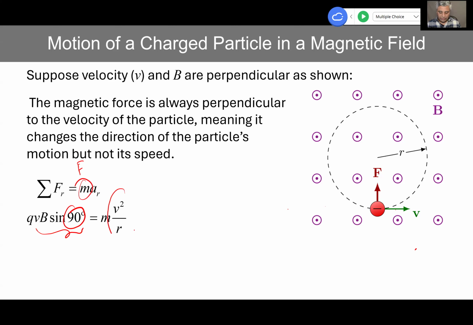Mass times... And when something is going in a circle, its radial acceleration is given by v squared over r. And this is also called centripetal acceleration. But we mostly said this is radial, okay? So that's what I'm using. So you can see there is v squared, but there is v, this is the same v. So that cancels. And sin 90 is positive 1. So that gives me this.